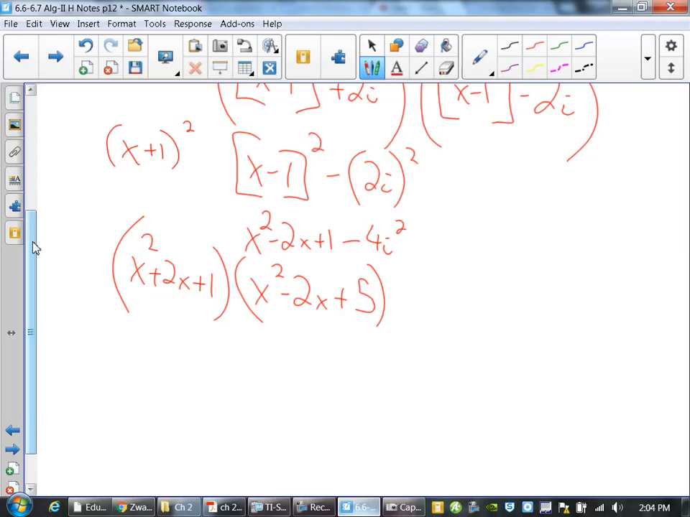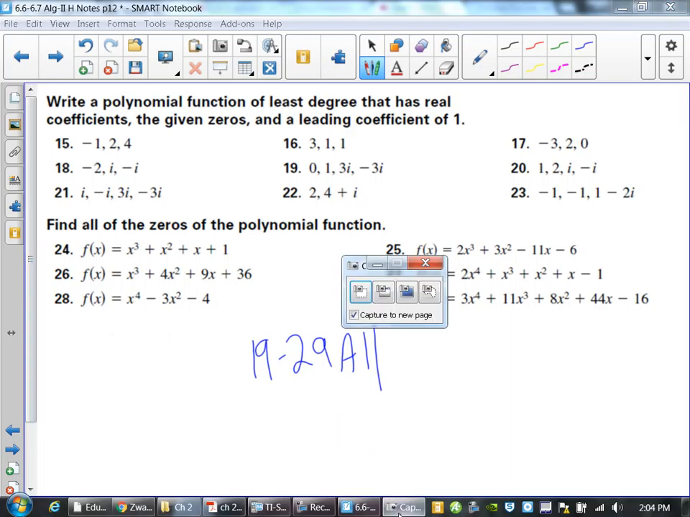Yes, sir. 47. We have a question with Luke. Can we just leave it like that? No, you have to FOIL it out. Oh. I'm leaving it like that because... Alright. I can't, because he's a teacher, he said so. Genius.